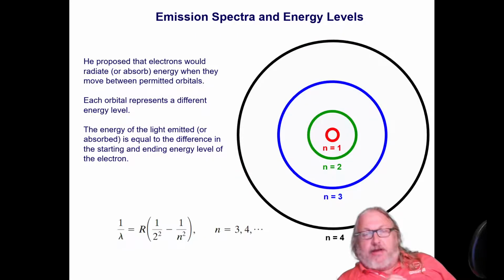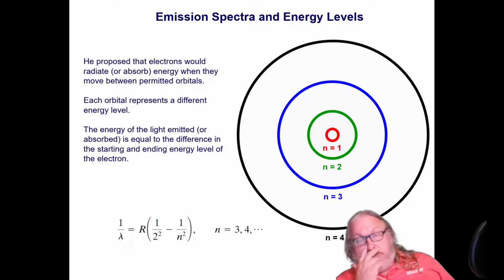So the energy of the light emitted or absorbed is equal to the difference between the starting and the ending energy of the electron. If the electron started at n equals 1 and jumped to n equals 2, then it would be 1 over 2 squared minus 1 over n squared, and so on.